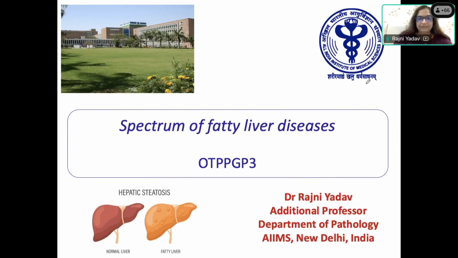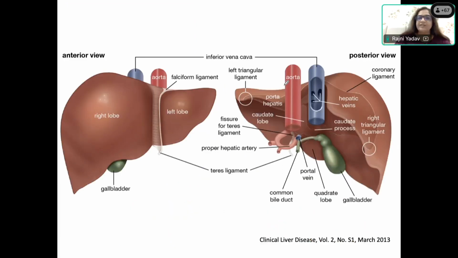Good evening, everyone. So I shall be talking today about the spectrum of fatty liver diseases. Since this is the first talk of the liver chapter, let's once revise the macroanatomy and the microanatomy of the liver. This we all know, that the liver has two lobes, the right lobe and the left. The right is much greater than the left, and these are separated by the falciform ligament.